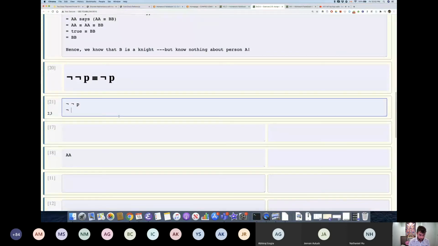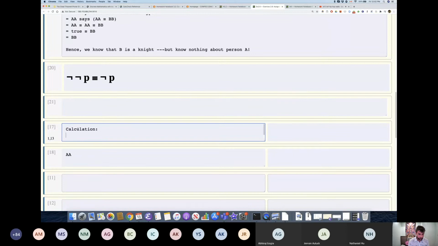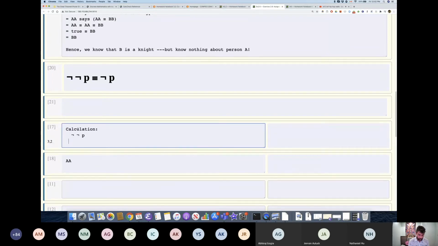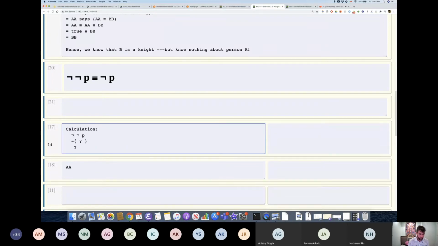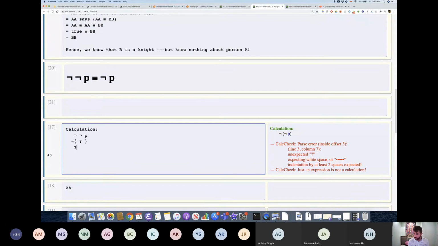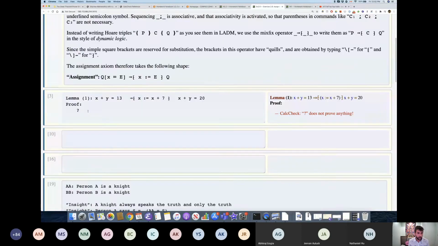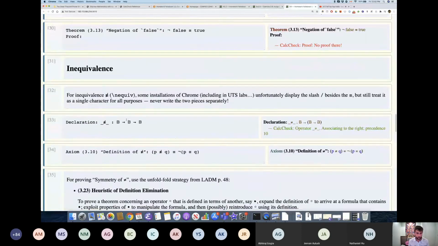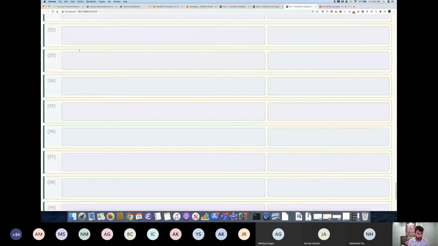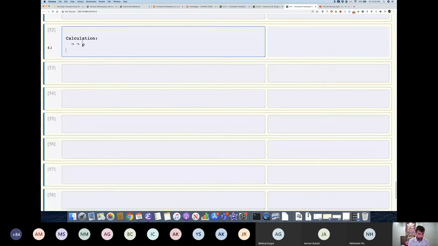Naught P. So this is equal because of some. Oh, I have access to calc check. Why am I being silly? Calculation naught P. Okay. I'm not in a notebook that knows how to use these things. It's unfortunate. Let's go somewhere else. Okay, here's a notebook. Calculation naught P.